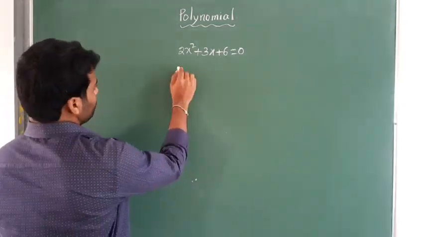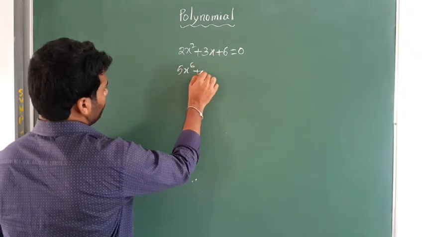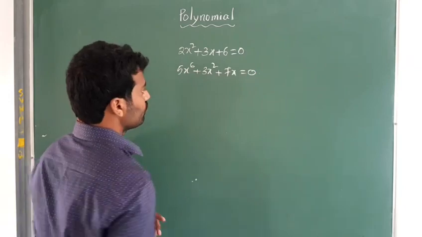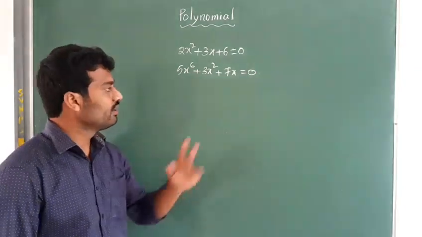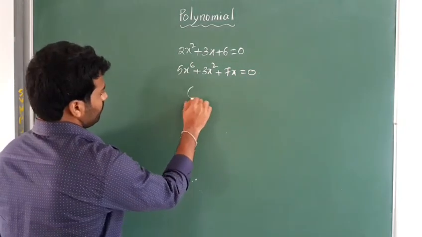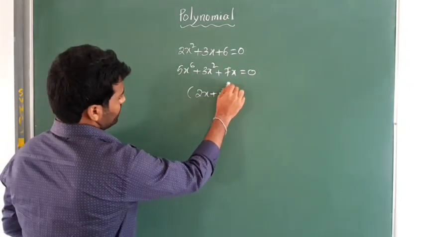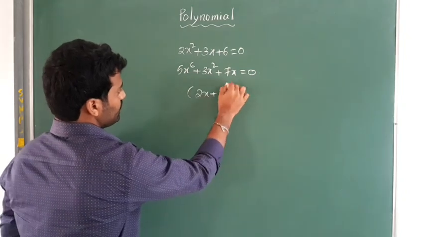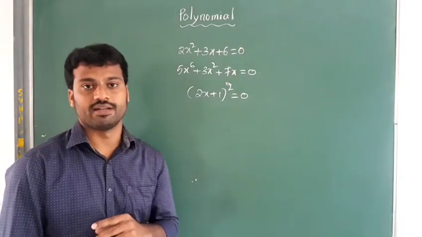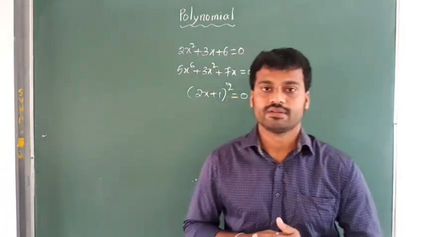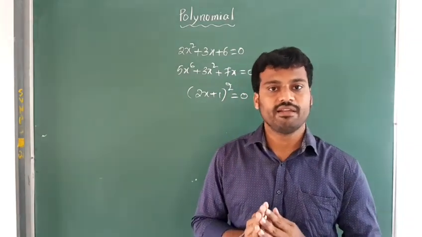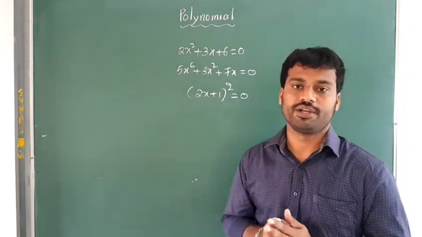I'll tell you. Next, 5x to the power of 6, 3x square plus 7x is equal to 0. It's also a polynomial. What is the degree of this polynomial? Then, (3x plus 2) whole square is equal to 0. This is also a polynomial. What is its degree? We have to find out.